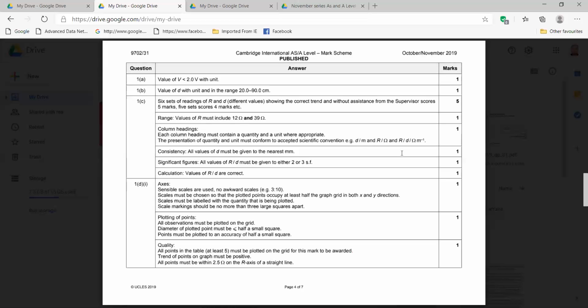Column headings. Each column heading must contain a quantity and a unit where appropriate. The presentation of quantity and the unit must conform to accepted scientific conventions. Example, D by meter, and R by ohm, and R by D, ohm per meter. So this one you know, right?